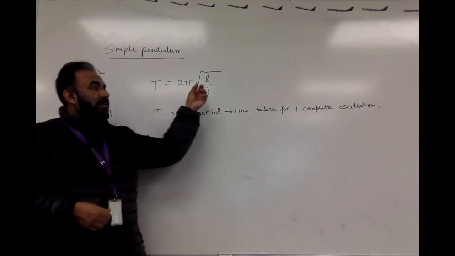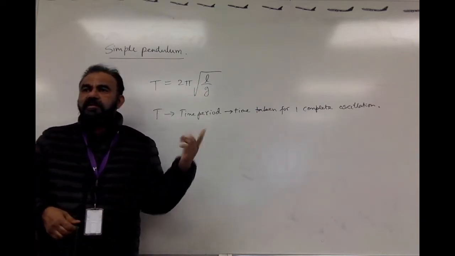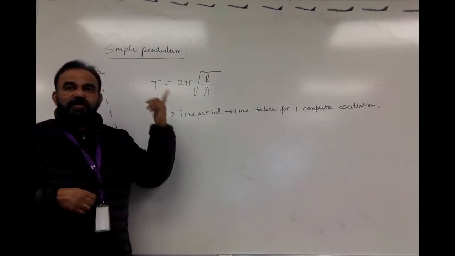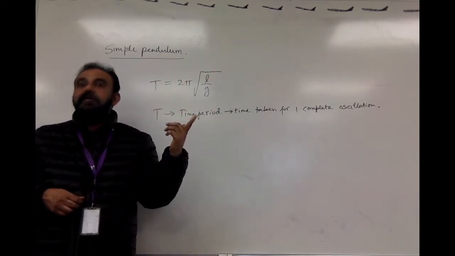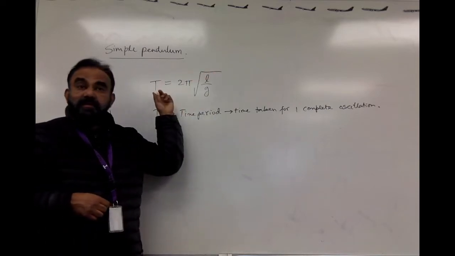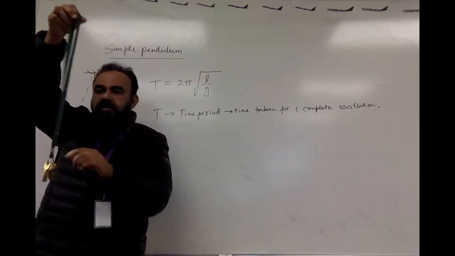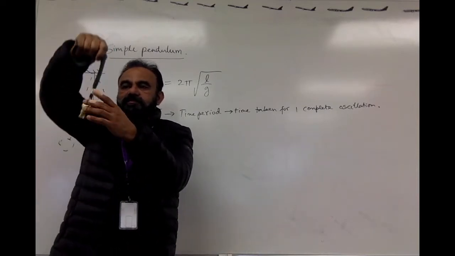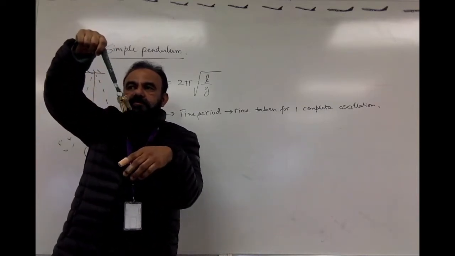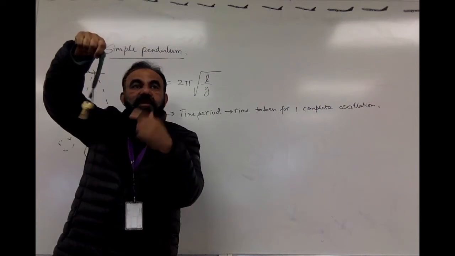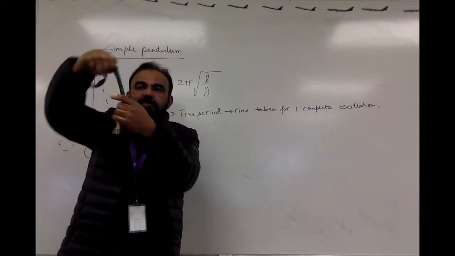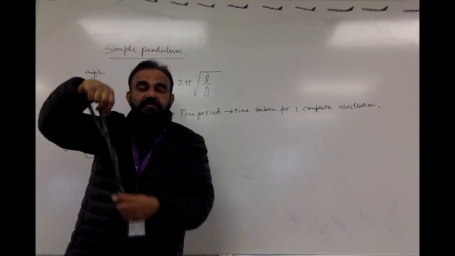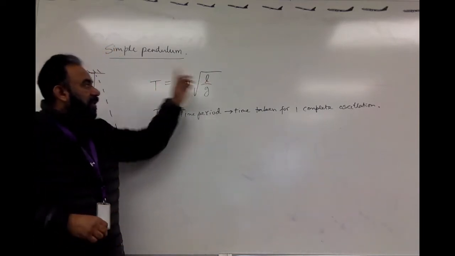And what do you see the time period depends on? Length. And the bigger the length, what should happen to the time period? Should get longer. Shorter the length? Shorter the length, see, look at this timing. This is a shorter pendulum, and it is shorter time. The time period depends on the length very much. So time period is dependent on the length directly.